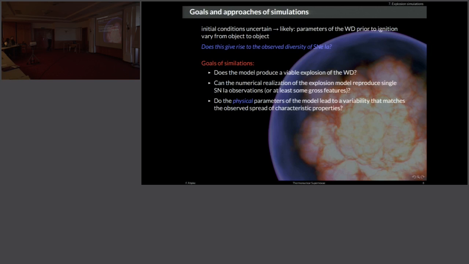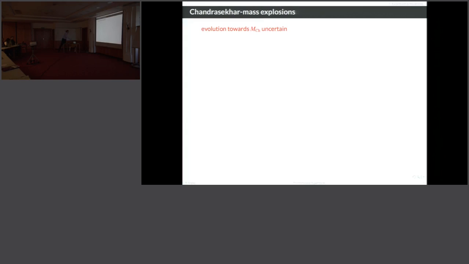And then the second order question is, does it actually reproduce single observations of type 1a supernovae, or at least some gross features of type 1a supernovae? And then the final question is, do the physical parameters of the model lead to a variability that matches the observed spread of characteristic properties of a certain subclass of supernovae or supernovae as a whole group?